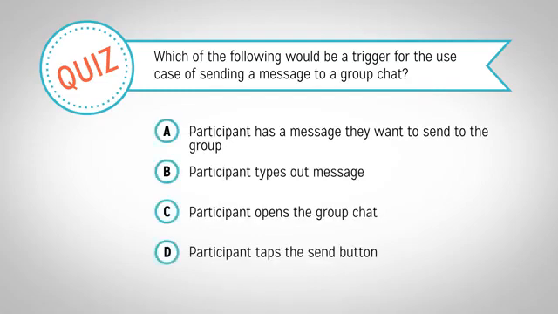A trigger is an event that prompts a use case to happen. In this scenario, our use case is sending a message. To trigger this event, the participant would have a message that they would want to send to the group. This triggers the participant to open the group chat, type their message, and press send. Therefore, A is the correct answer. Answers B, C, and D are all steps of the basic flow that would occur.